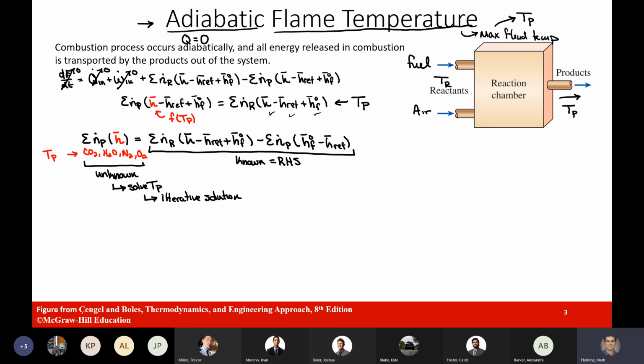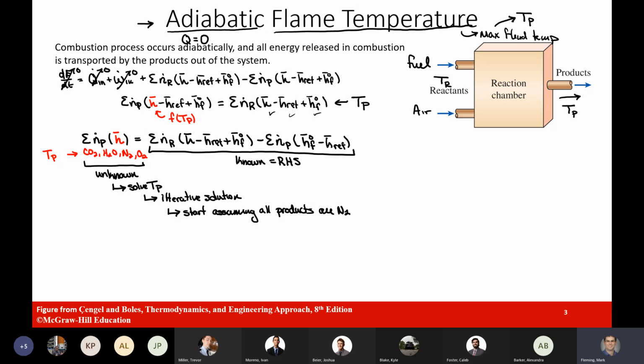Okay, so in terms of the solution, we know that it's going to have to be an iterative setup. And so the real question that we have to ask ourselves is, where do we even begin? Because we don't want to set ourselves up for a lot of work. We want to have a pretty good estimate of where to start. And so for the iterative solution, we want to start with all products. So start by assuming all products are going to be nitrogen.